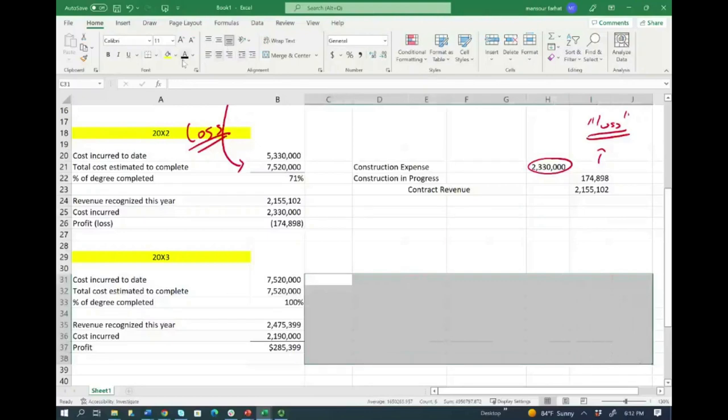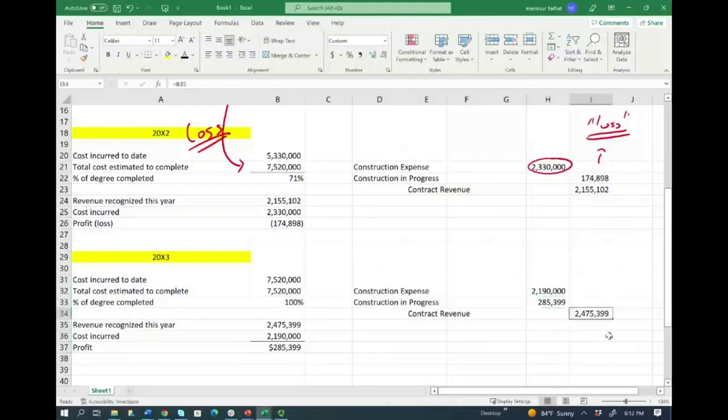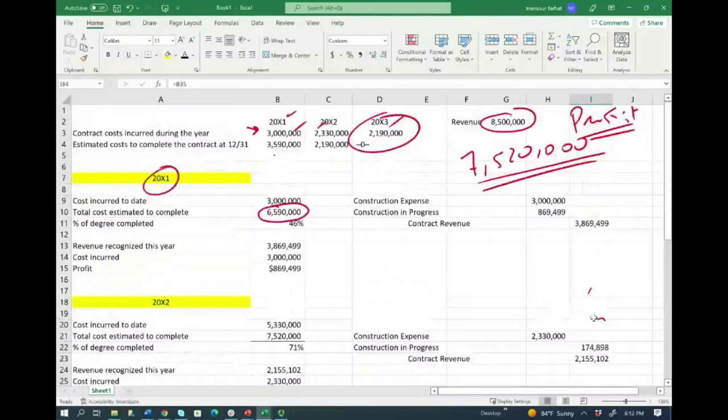Now I'm ready to book the last year journal entry for my income statement. So let me show you the journal entry, which is credit revenue for 2,475,399, debit my construction expense 2,190,000, and the difference is the profit, which goes to the CIP account, 285,399. Now this method is the percentage of completion method. So I was able to recognize my revenue as time goes by.